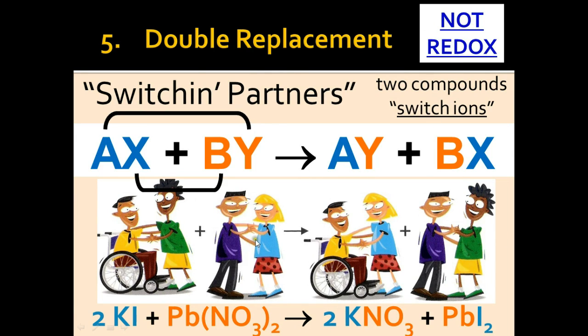But this one's not a redox because they switched partners, and once they switch ion partners, they become equalized. So remember how ions, they're always neutral. So both elements are always together, forming neutral. And so once they switch partners, they're still neutral. So just remember that. It's not a redox.